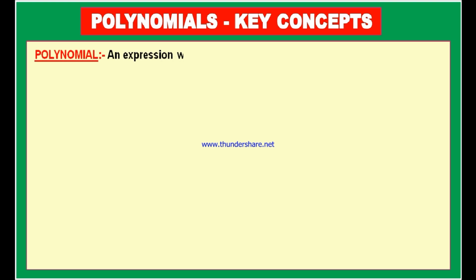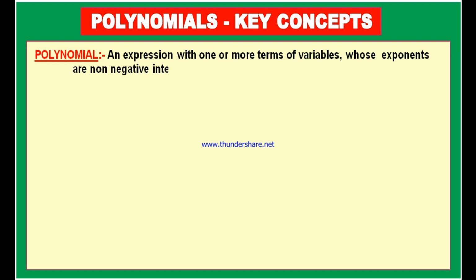Now, let us know the definition of a polynomial. Here is the definition. An expression with one or more terms of variables whose exponents are non-negative integers. I shall repeat. An expression with one or more terms of variables whose exponents are non-negative integers is called a polynomial. You see here, it should be an expression.